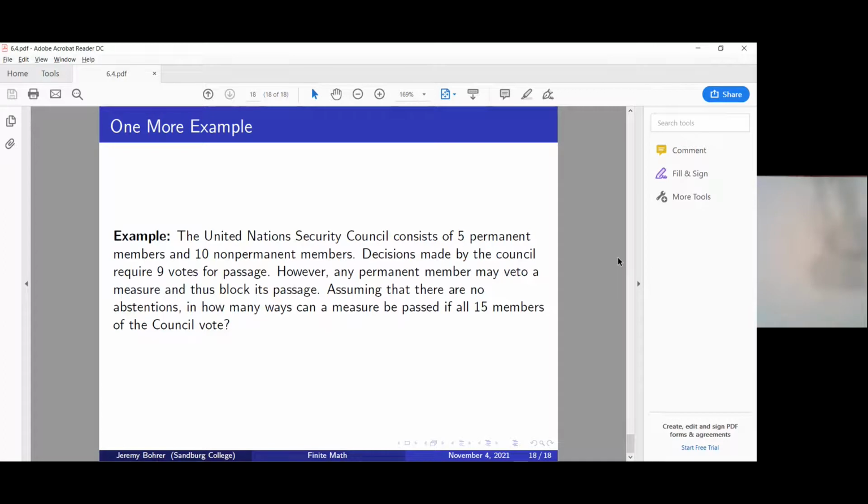In this problem, the United Nations Security Council consists of 5 permanent members and 10 non-permanent members. Decisions made by the Council require 9 votes for passage. However, any permanent member may veto a measure and thus block its passage. Assuming that there are no abstentions, in how many ways can a measure be passed if all 15 members of the Council vote?